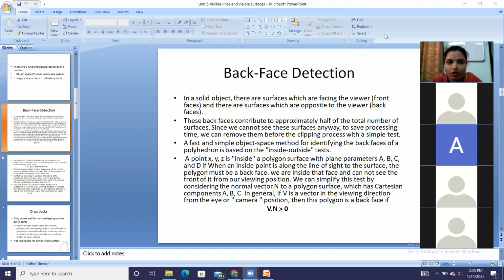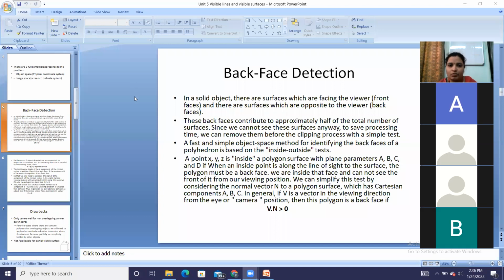We have seen what is visible surface and what is hidden surface, right? So visible with respect to the user or with respect to the viewer. The surfaces which the user can view are considered as visible surfaces, and the surfaces that the user is not able to view are considered as background surfaces or hidden surfaces.